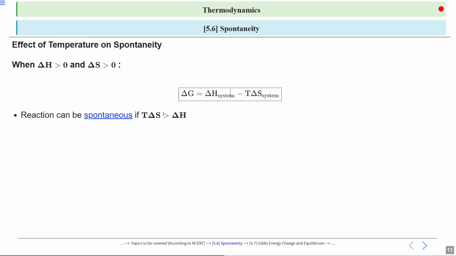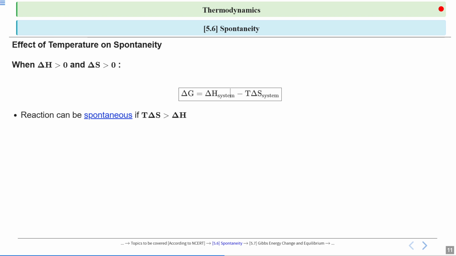Now, if your T delta S is greater, then what will it result in? It will result in an overall negative value of delta G. You can simply put values here and check it. Suppose in the first case, we take delta H as 5 and T delta S as 6. So 5 minus 6 will be minus 1. Delta G is negative here, so that is a spontaneous process.